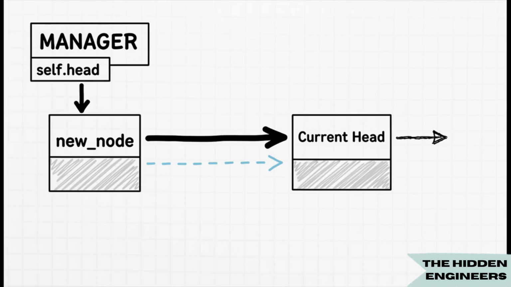Look familiar? It should. It's the exact same logic we saw in C++. We make a new node, we point its next reference to the current self.head, then we update self.head to point to our new node. The language changes, but the core concept of rewiring the front of the list doesn't.